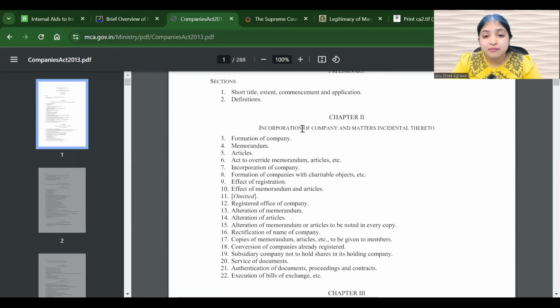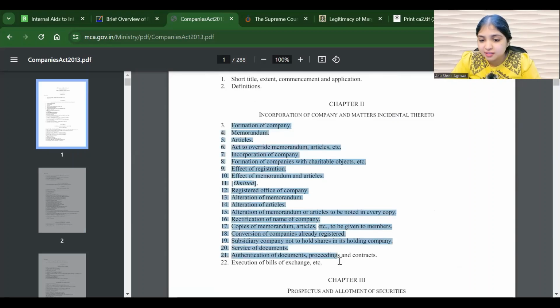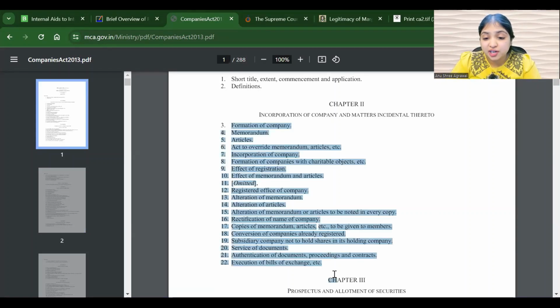Like for example, if I look at Chapter 2, the heading says incorporation of company and matters incidental thereto. So now I know that whatever sections are there under this chapter, that is section 3 to section 22, these sections are something to do with incorporation of the company. So the heading or the title of the chapter gives us a very brief introduction that what are the sections all about. The sections which are arranged under that particular chapter, what are those sections all about, that I can get to know by looking at the heading of the chapter.